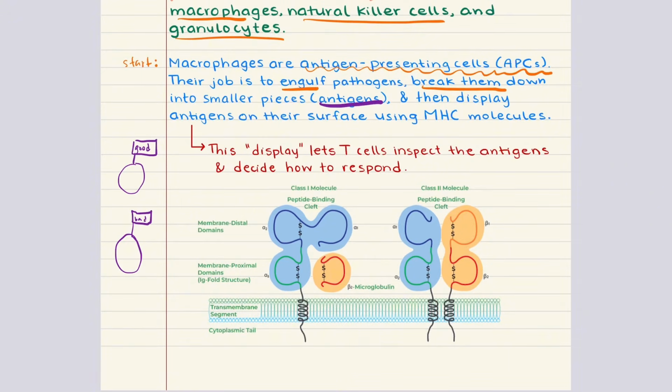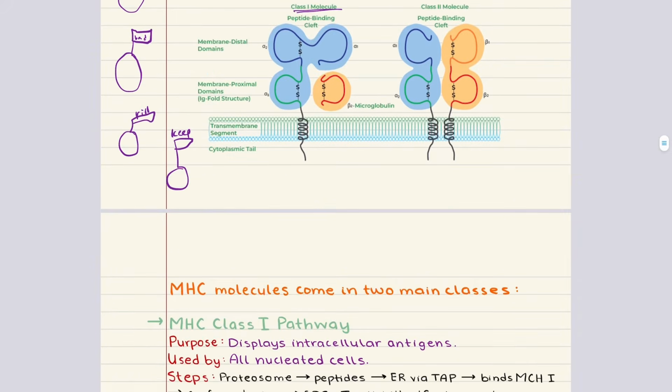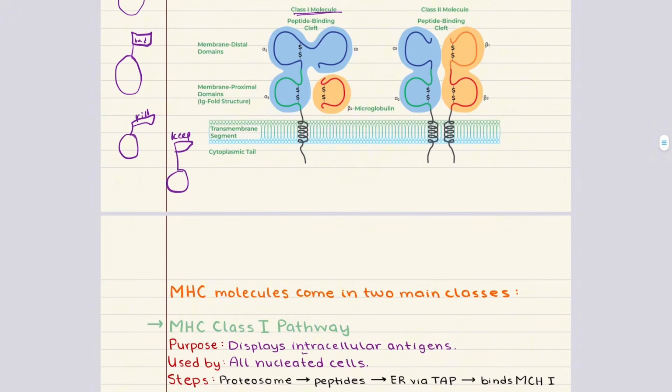MHC molecules essentially act as a display case for antigens, and that allows other immune cells, particularly T cells, to inspect them and then decide how to respond. There are two main classes of MHC molecules, and the difference between them comes down to where the antigen originated from. MHC class 1 molecules present antigens that come from inside the cell. This is called the endogenous pathway.